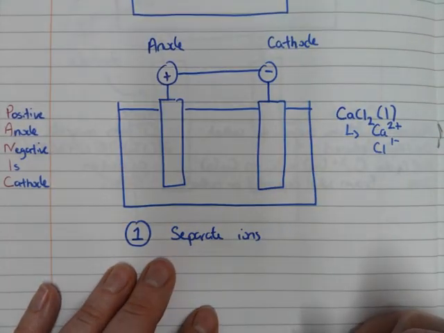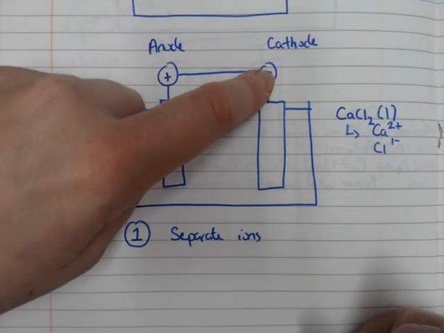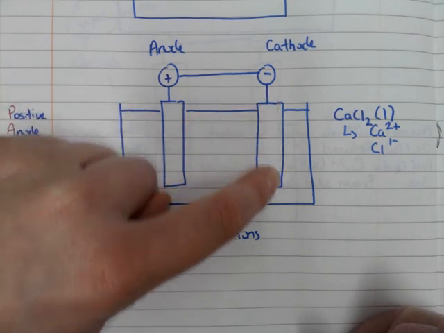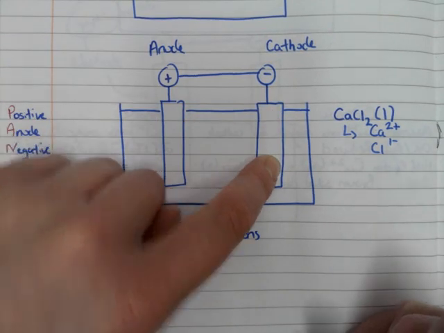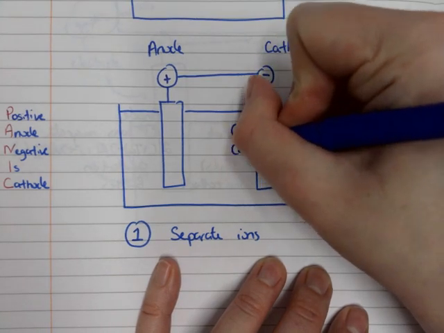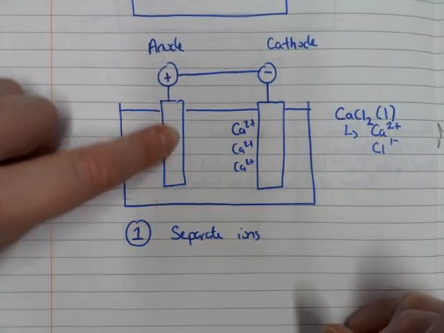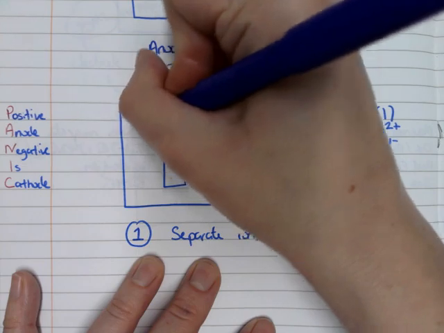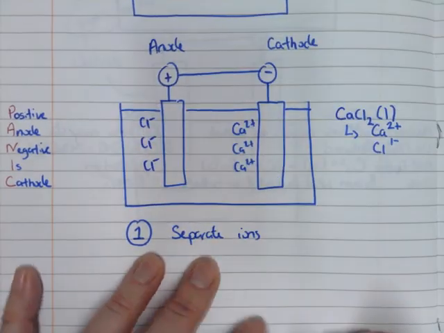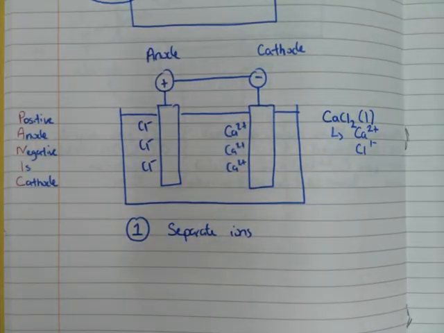And this bit is quite straightforward. We know that opposites attract. As soon as you turn on that battery, this whole electrode is going to become negatively charged, and the positive calcium ions are going to be attracted to this cathode. When I turn on the battery, this electrode is going to become positively charged, and my negative chlorines are going to be attracted to that anode. So step 1, separate the ions, nice and straightforward.